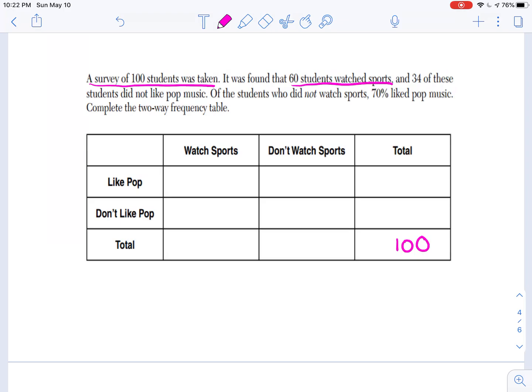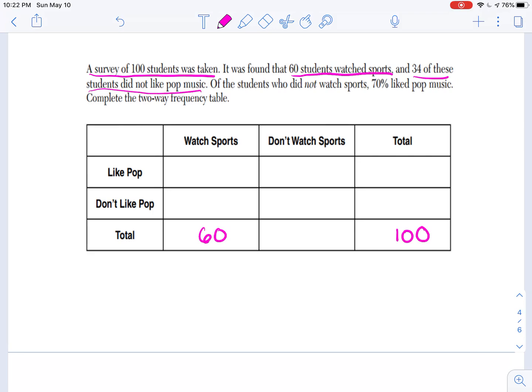Excellent. So next sentence. It was found that 60 students watched sports. That sounds like a total to me. So we go to the watch sports column and we put a 60 in the total. 34 of these students who watch sports did not like pop music. So watching sports and not liking pop music goes in this box right here.